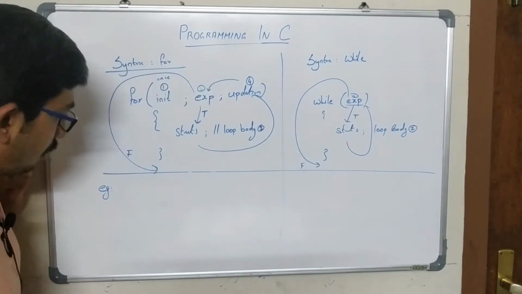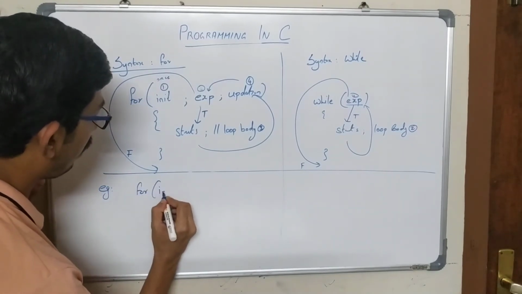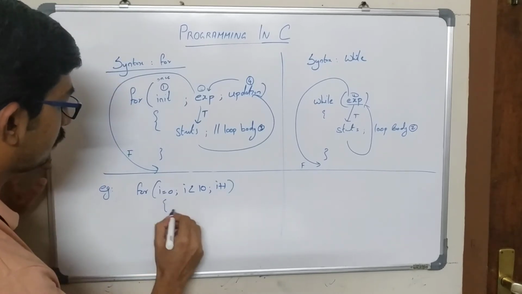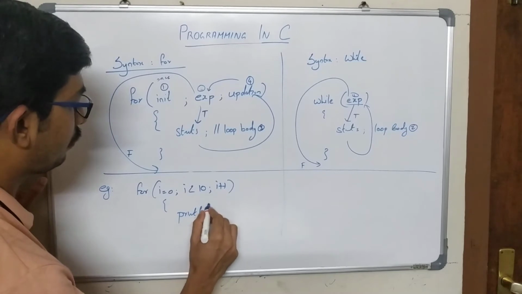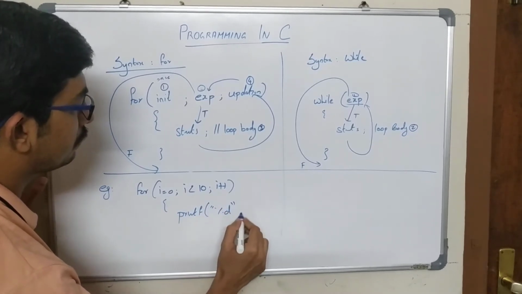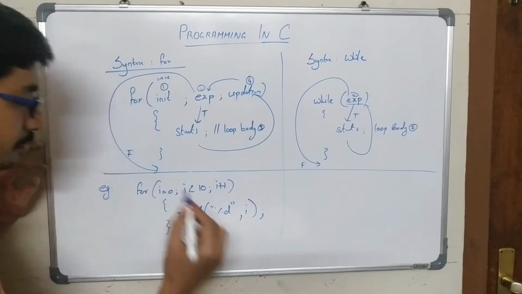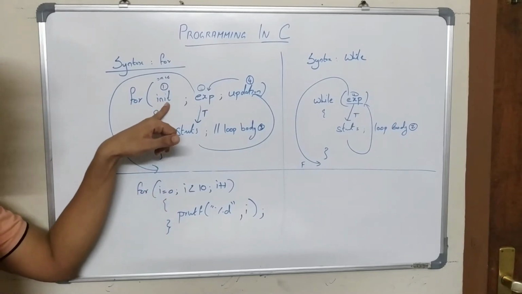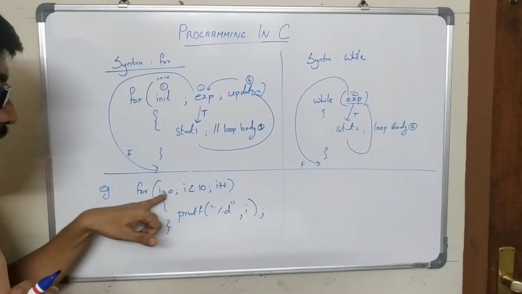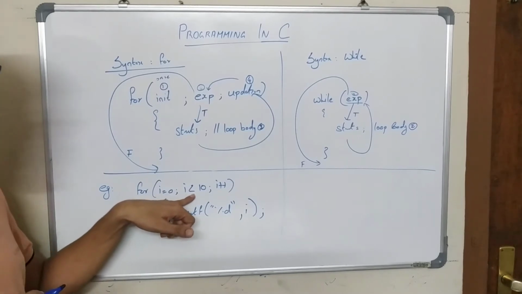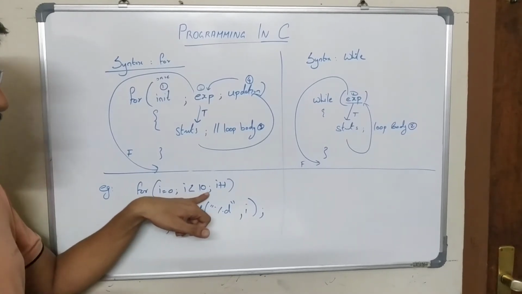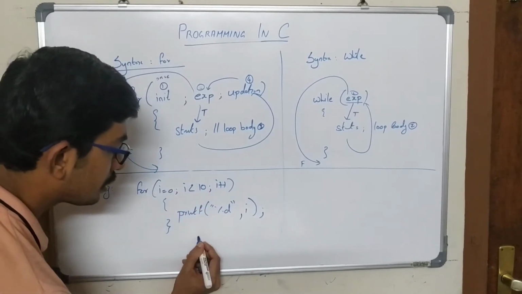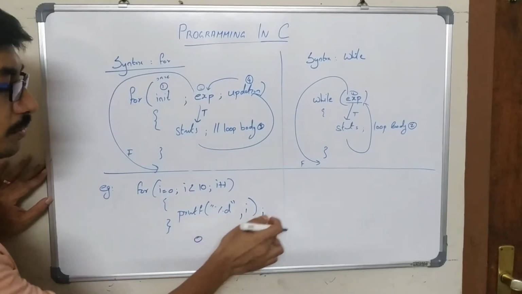Okay, first see one example: for i = 0; i < 10; i++, printf("%d", i). So we will see the working according to this. First, i will get initialized to 0. This is a one-time process, so that is how i will be 0. Now the condition will be checked. We are checking whether 0 is less than 10. It is true, so it will print the value of i. So first 0 will get printed, then control will go to the updation part.